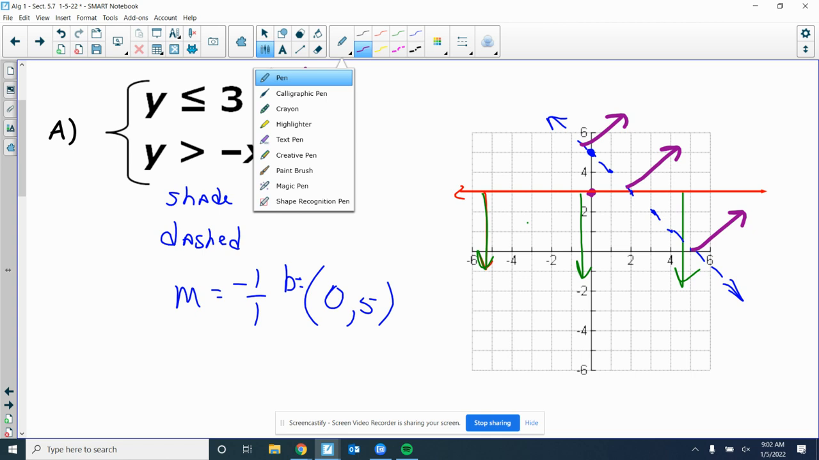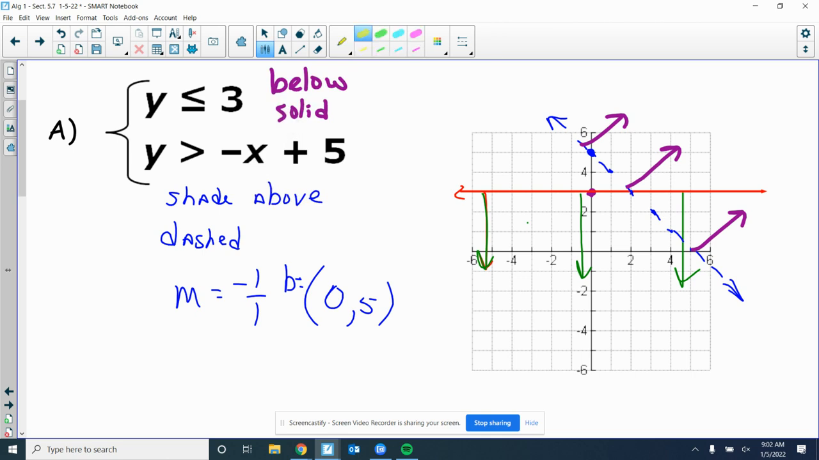Yes, good job, Ellie. Right here, guys. All right, everybody make sure that is clearly shaded. Right here, guys. Right? That's below the red, but above the blue. Any point in there would make both of these true. What do you guys think? Not too bad? Questions on this first graph?